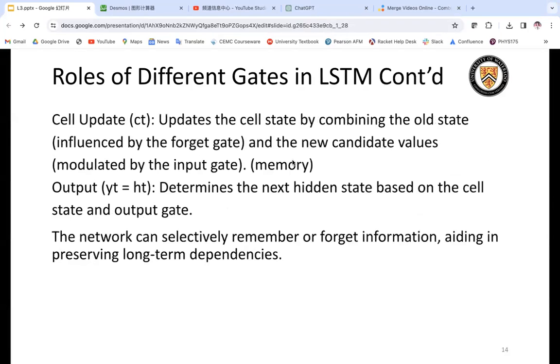And let's continue. Cell update CT updates the cell state by combining the old state influenced by the forget gate and the new candidate values, which are modulated by the input gate, and this is sort of called memory. Output gate determines the next hidden state based on the cell state and output gate. The network can selectively remember or forget information, and this helps to preserve long-term dependencies.